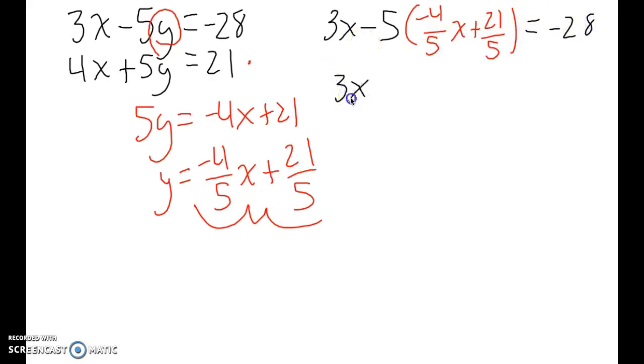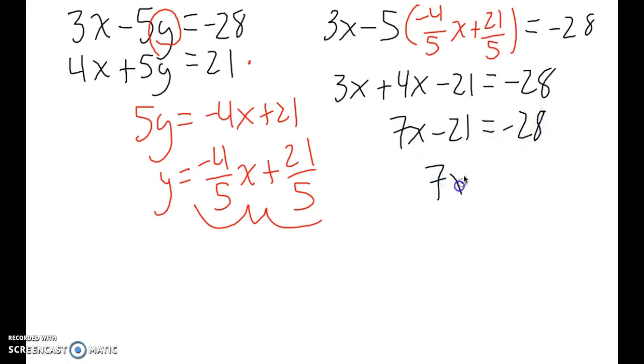I'm going to have 3x. And then minus 5 times a negative 4/5 x is actually just a positive 4x. And minus 5 times a positive 21/5 just gives me a negative 21 equals negative 28. Combine like terms, simplify and solve.